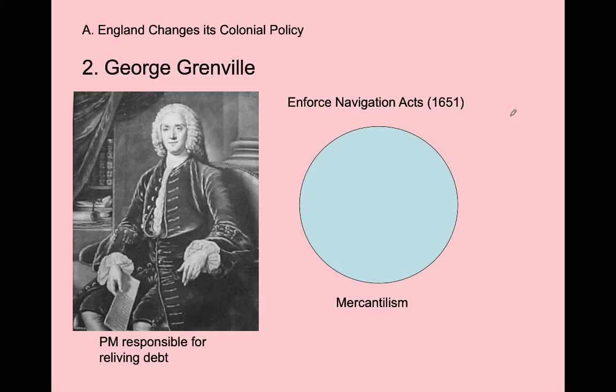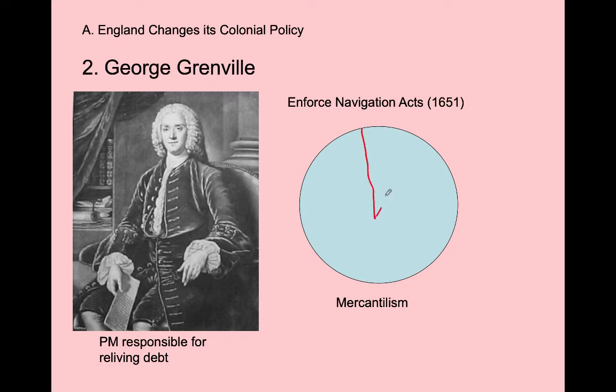So the person in charge of this, the Prime Minister of England right now, is a guy by the name of George Grenville. And George Grenville, he is the one really saying we need to pay off our debts. And so he says, let's tax the colonies. So we've talked about on the previous slide why they figure they need to tax the colonies, and they figure it's fair to tax the colonies. But here's another reason, right?